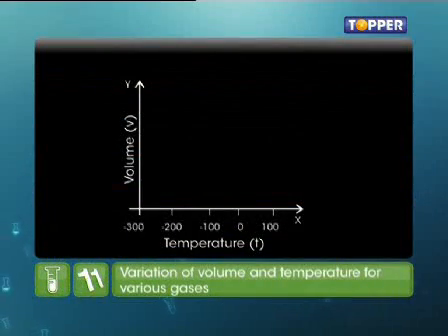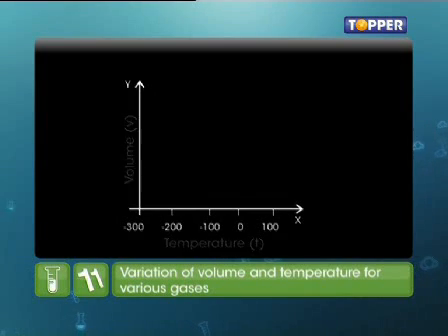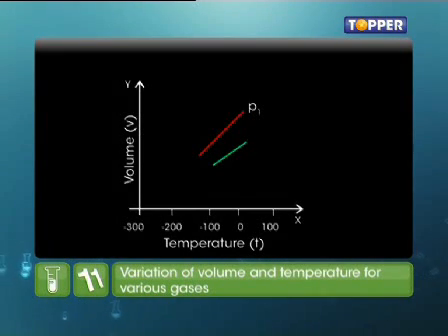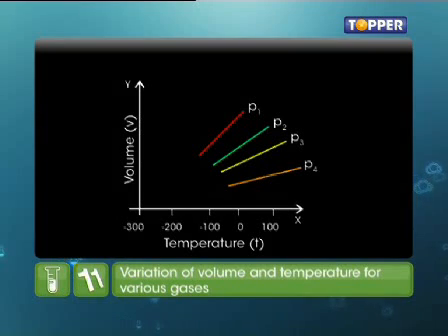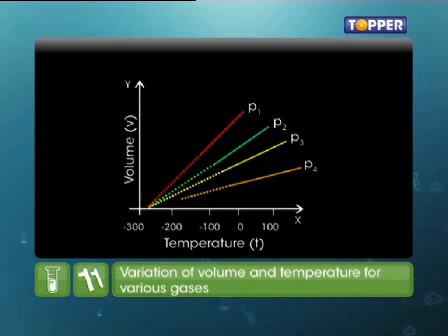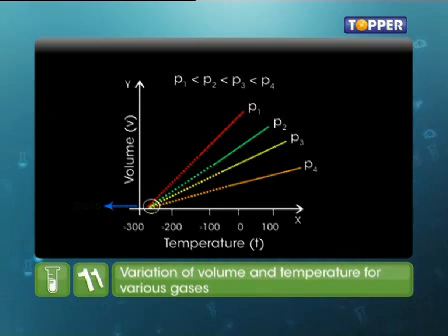The graphs show the variation of volume and temperature for various gases. It can be seen that all of them are different, but they all end up intercepting the temperature axis at minus 273.15 degrees Celsius or 0 Kelvin. This is also known as absolute zero.